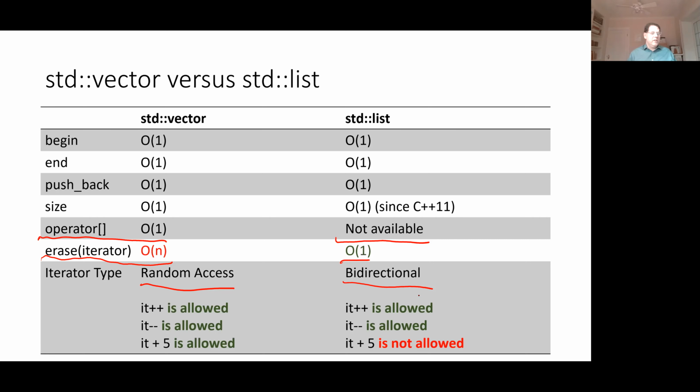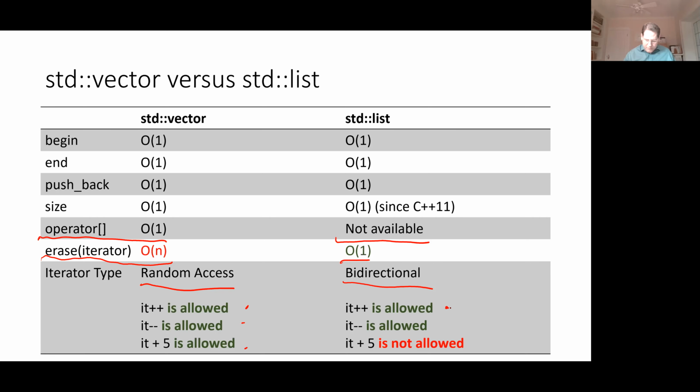A random access iterator is more powerful. It allows more operations. So it allows increment, it allows decrement, and it allows just skipping over an arbitrary number of entries. You can just add 5 or add 20 and so on. And it's because a vector allows random access. You can do this efficiently with a vector because underlying the vector, the key storage is an array, which would allow this to be done efficiently.